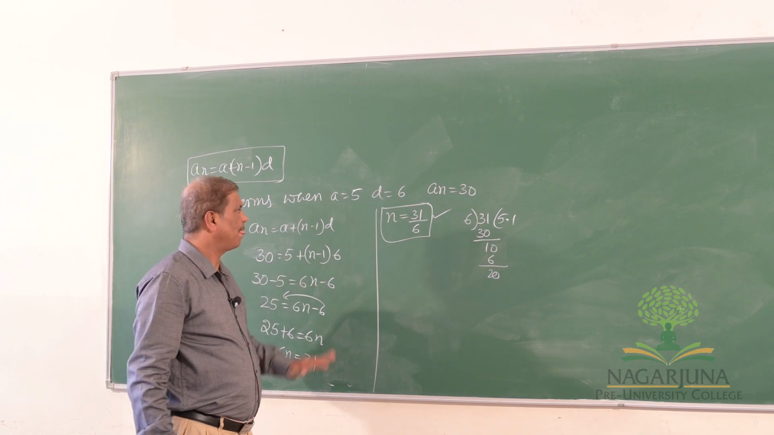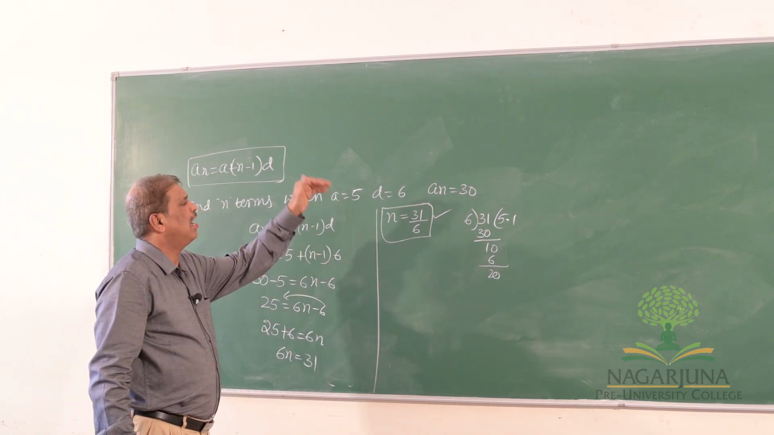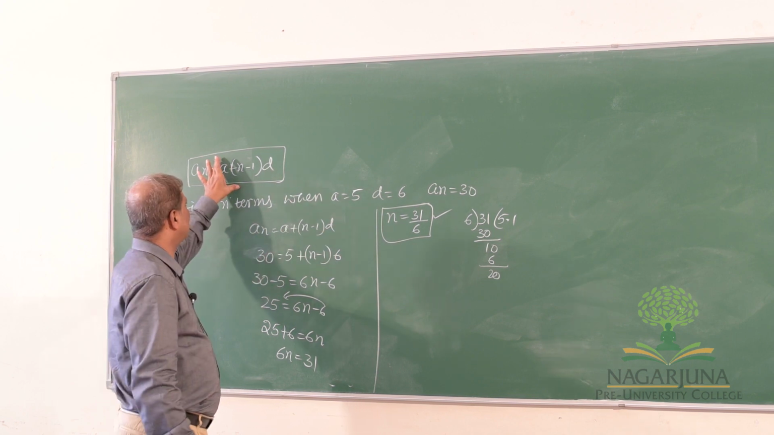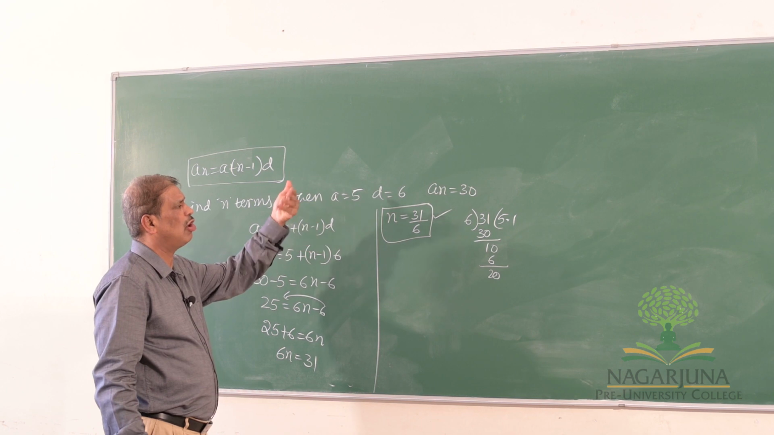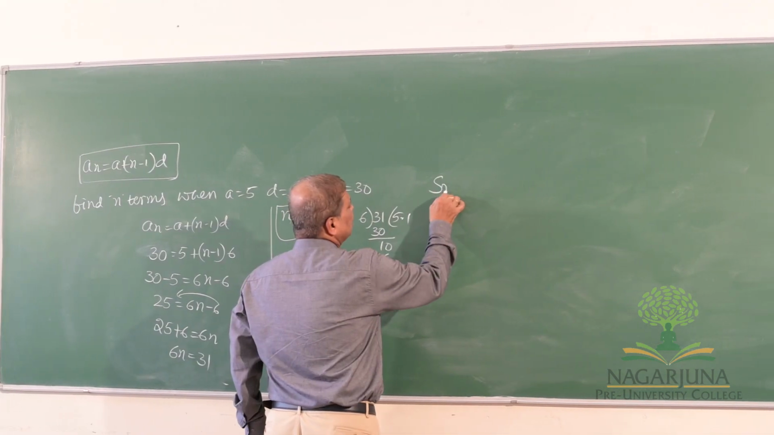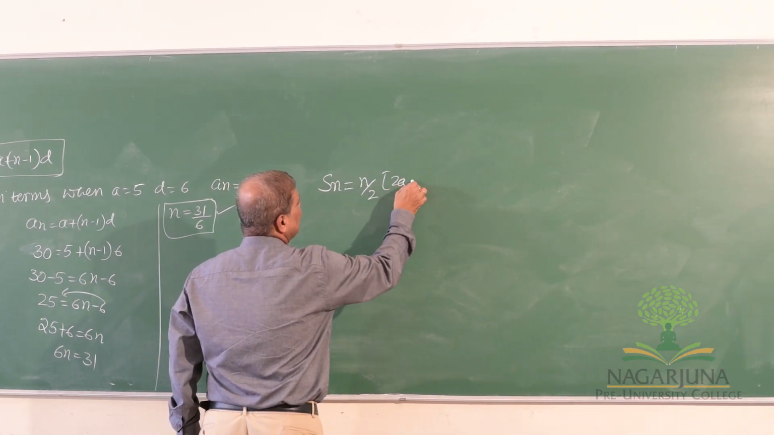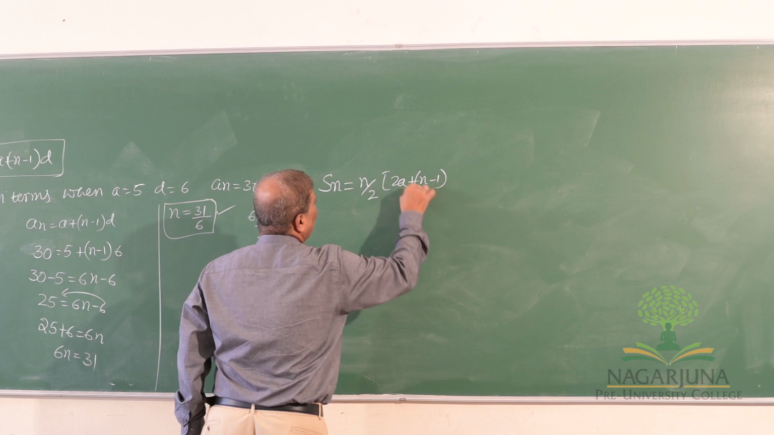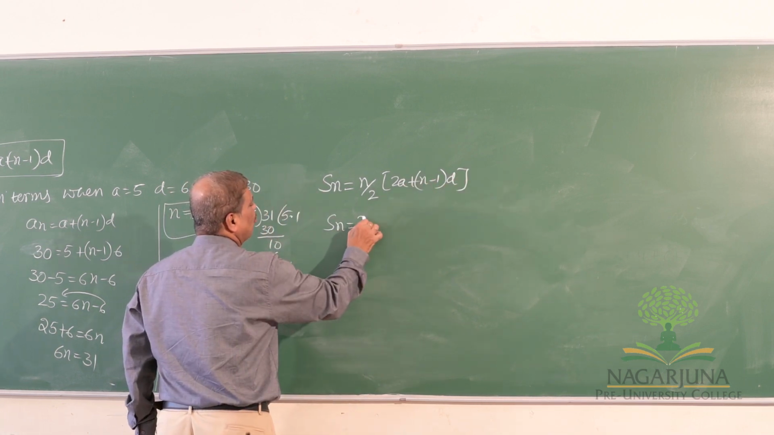31 by 6. So this is how to find n, or a, or d. By using the formula, we can find any value, either a or d or an. Okay, so the next one. Use the formula Sn is equal to n by 2 into (2a plus (n minus 1) into d). Then we have to find Sn.